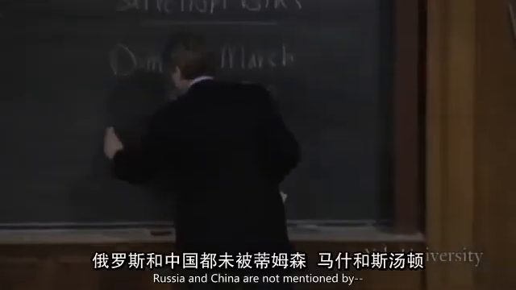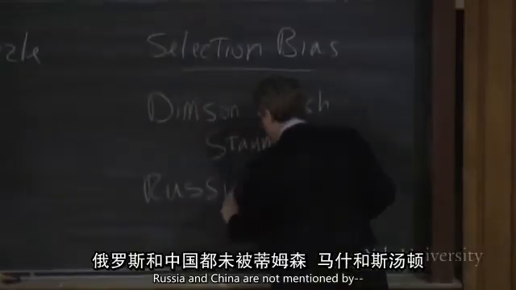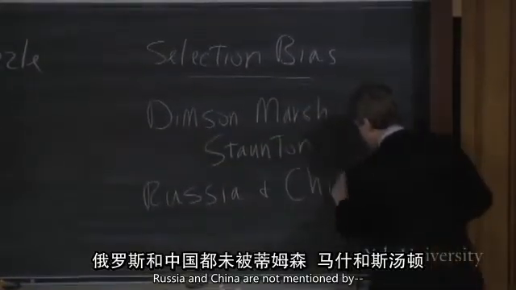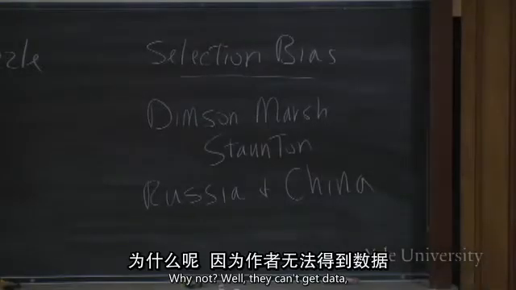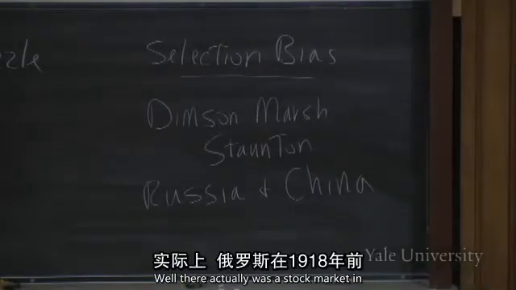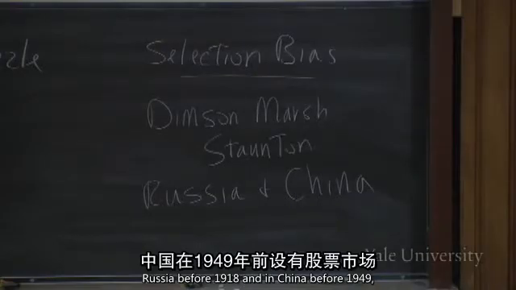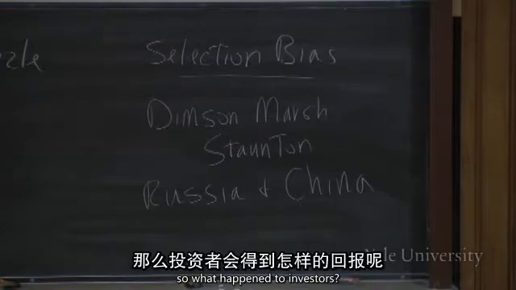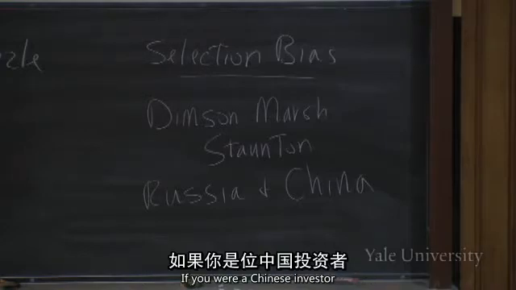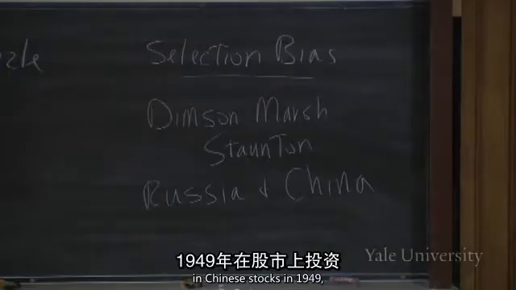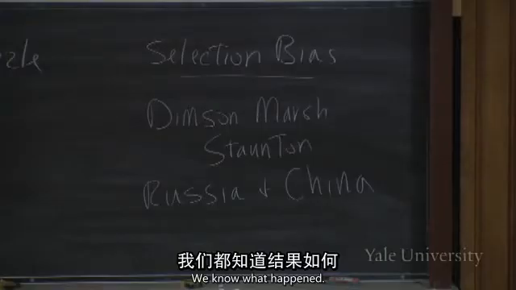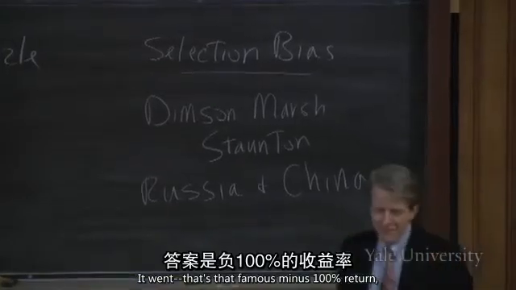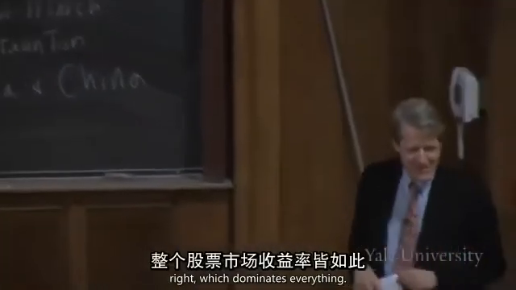And so Russia and China are not studied by Dimson, Marsh, and Staunton. Why not? Well, they can't get data. There wasn't a stock market. Well, there actually was a stock market in Russia before 1918 and in China before 1949. So what happened to investors? If you were a Chinese investor in Chinese stocks in 1949, what happened? We know what happened. That's that famous minus 100% return, right, which dominates everything.